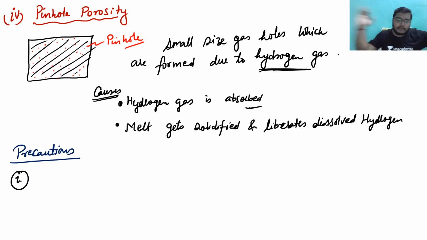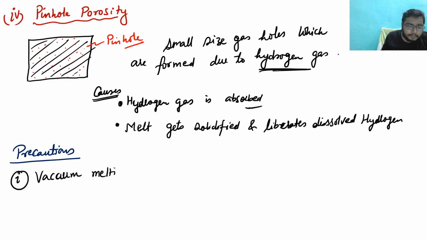So the first thing that you can do here is vacuum melting. Next thing that you can do is degassing, that is vacuum degassing.